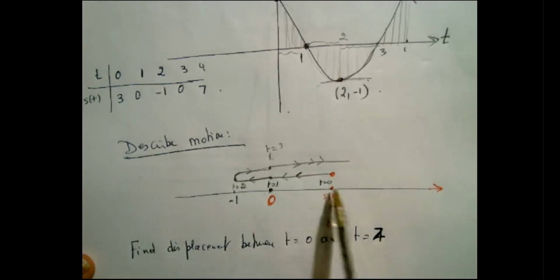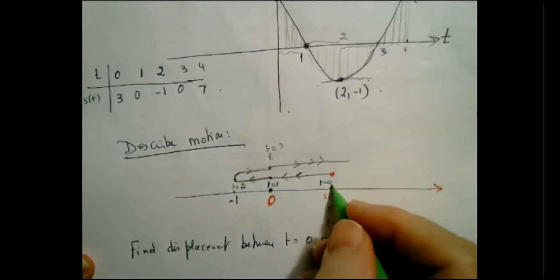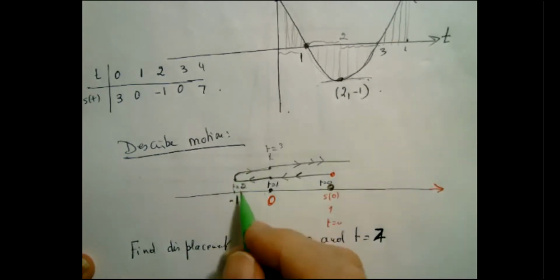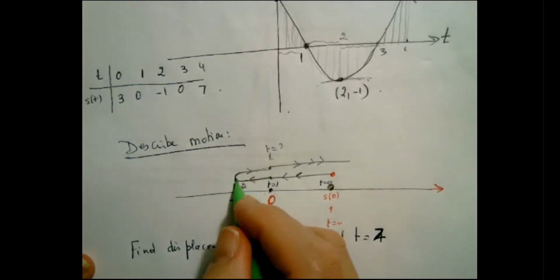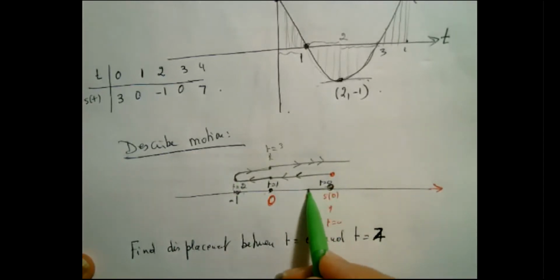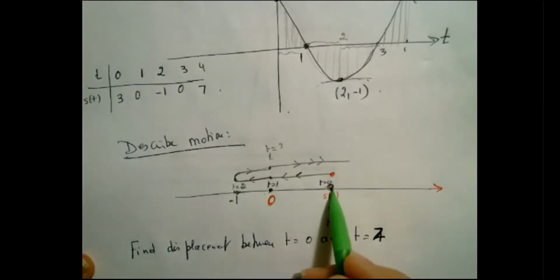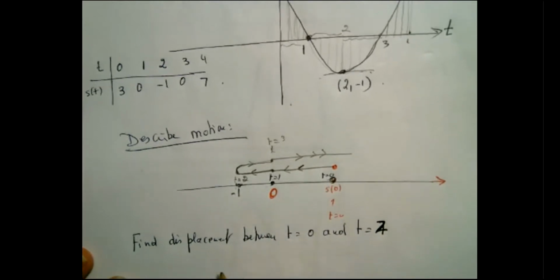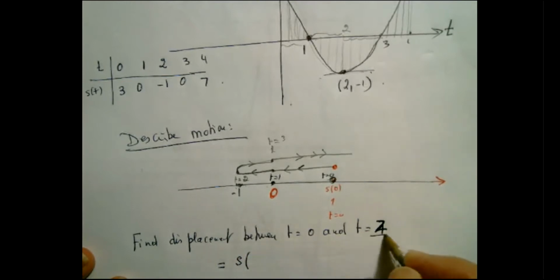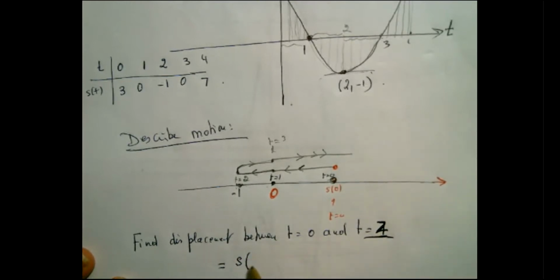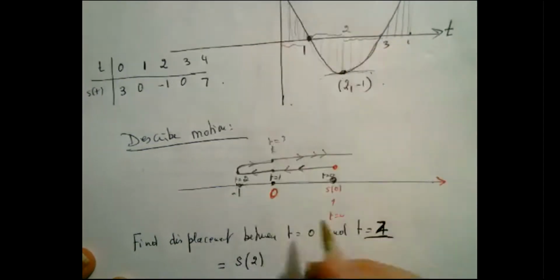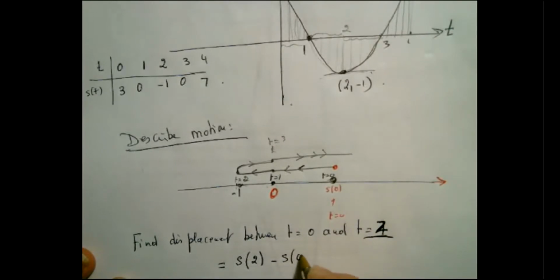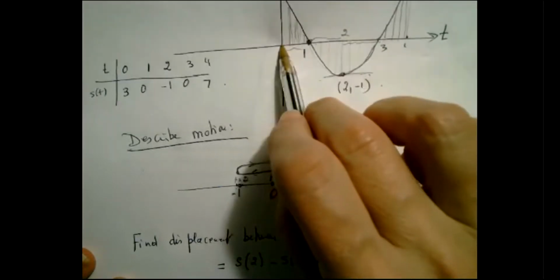The object moved, displaced. So at t equal to 0, it was right here. At t equal to 2, the object was right here. But by how much was the object displaced between 0 and 2? And the displacement is always equal. That's a mistake you did on the quiz. It's always the value at the higher value, because we move from left to right. So it's S of 2 minus S of 0. It's not the other way around. It's S of 2 minus S of 0.